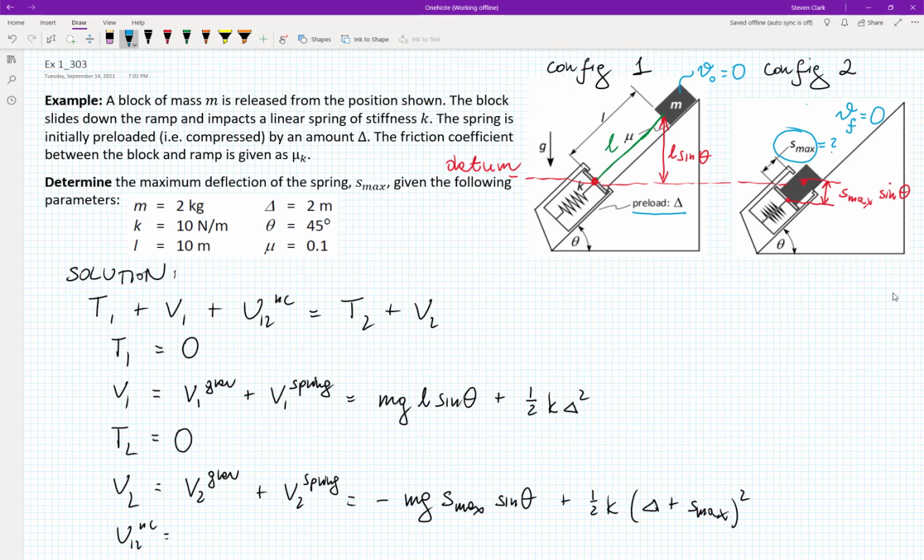Olivia, you don't seem convinced. Was this clear? Okay, sorry. From my perspective, it looked like I confused you a little bit. Yes, Nathan? Why is it negative mg S max?